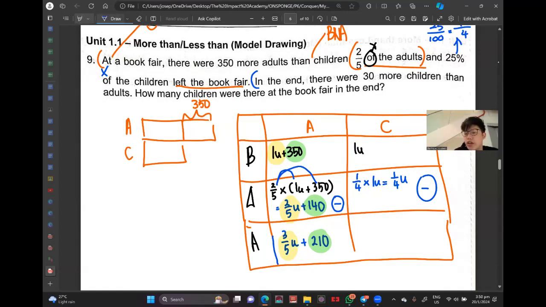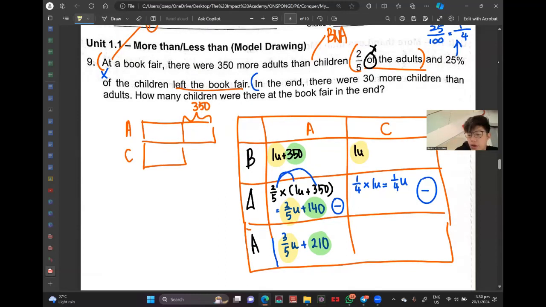Do the same thing for children. Again, 1 unit, minus away 1/4 unit. That gives you how much? 3/4 unit. Okay, so that's how you would do it. This is what we call natural progression. You should go down naturally. Do you understand what I'm saying?